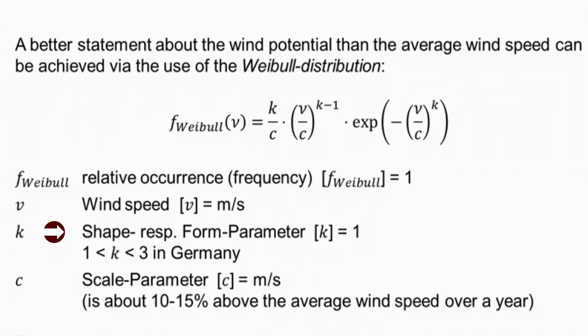k is the so-called shape or form factor, which is in the vicinity of 1 to 3 in Germany typically, and good conditions 2, and less good conditions 1. 3 never occurs in Germany, only in very wind-rich countries. There's no unit for the k. And that's multiplied by the exponential function with the exponent minus v divided by c to the exponent of k.